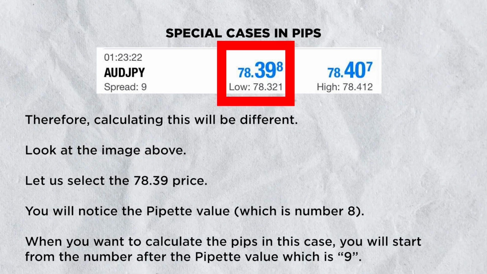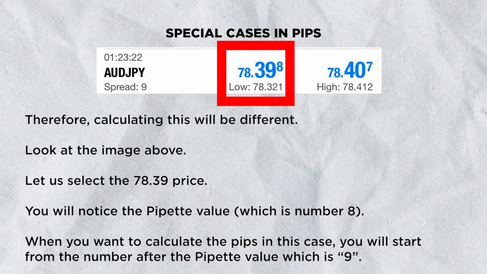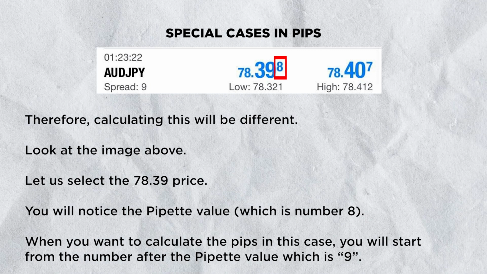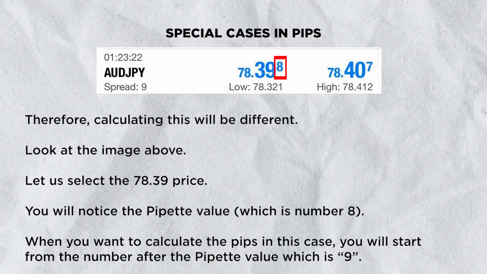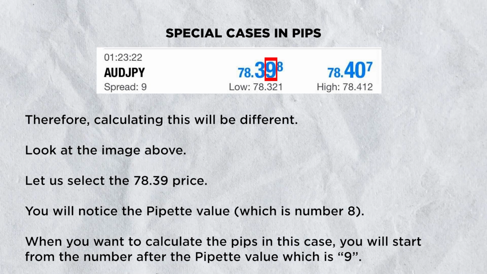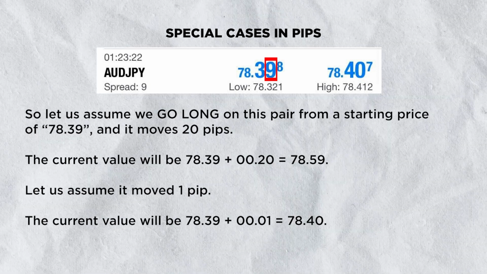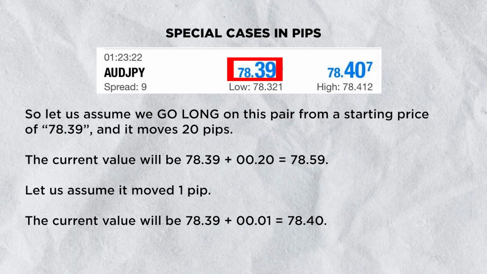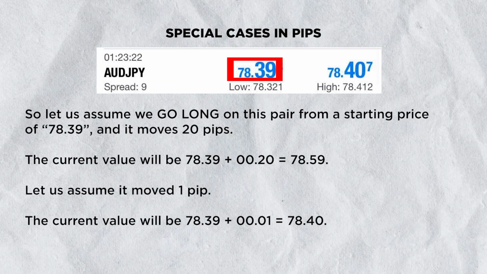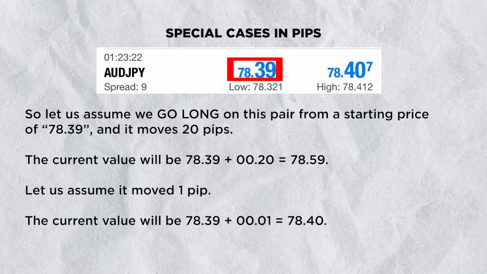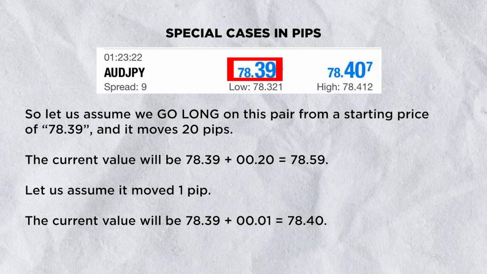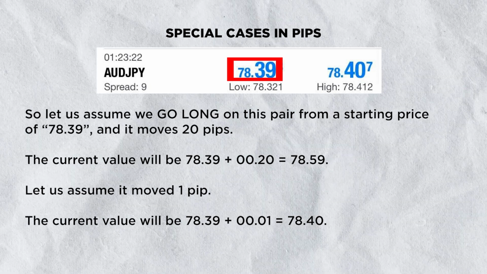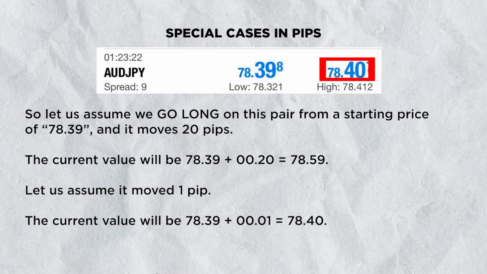Look at the image above. Let us select the 78.39 price. You will notice the pipette value, which is number 8. When you want to calculate the pips, in this case, you will start from the number after the pipette value, which is 9. So let us assume we go long on this pair from a starting price of 78.39, and it moves 20 pips. The current value will be 78.39 plus 0.20, 78.59. Let us assume it moved 1 pip. The current value will be 78.39 plus 0.01, 78.40.